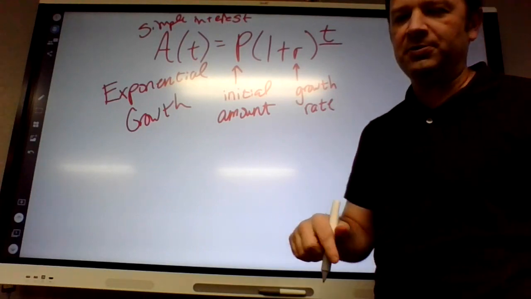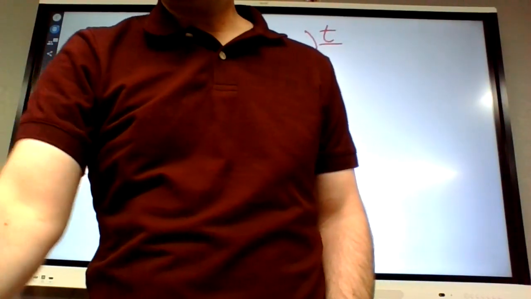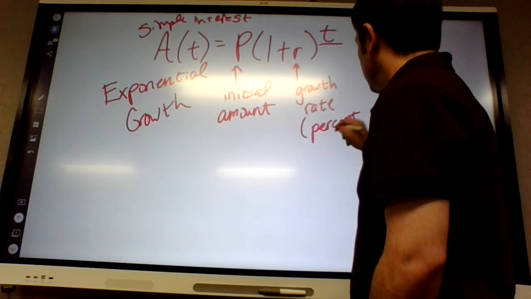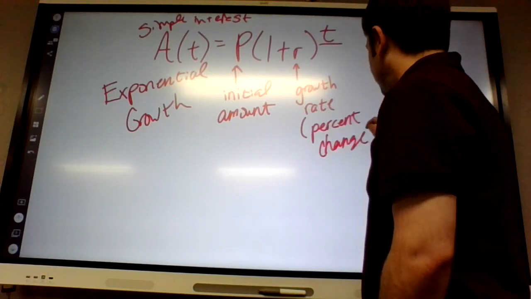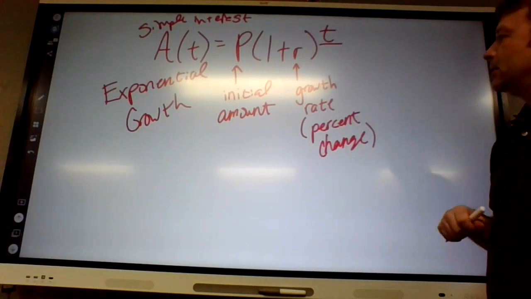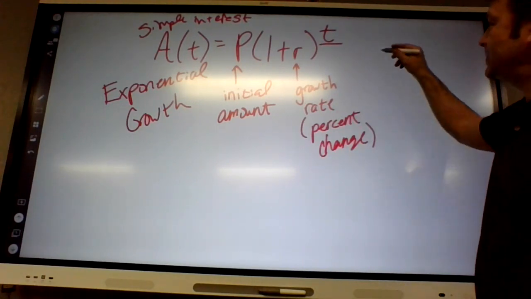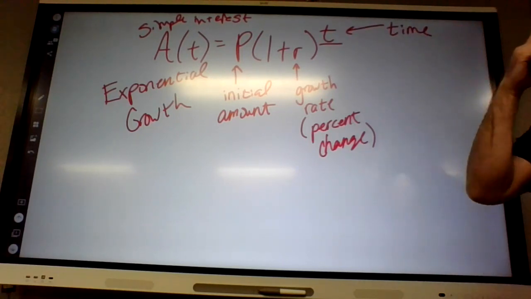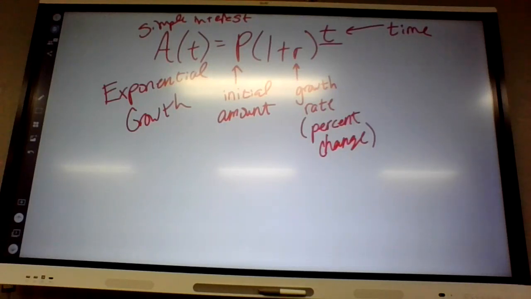I think the book actually uses the words percent change. That's the word they use, percent change. Like the temperature increases by 2% every day or something like that. Percent change, and T still stands for, guess what? Time. Now, when you're talking about interest, time is measured in years, but you can measure in seconds or days. Like I said earlier, if the temperature goes up 1% every day, the T would stand for days.